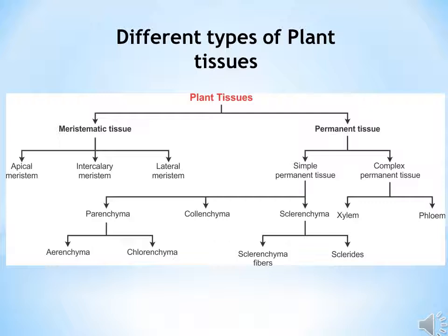Here, the parenchyma is again divided into two types, aerenchyma and chlorenchyma. So, these are not basically the types. Parenchyma itself also exists and aerenchyma and chlorenchyma are its variations. I will tell you about these in detail in the later slides. Then sclerenchyma again has two parts, that is sclerenchyma fibers and sclereids. Now complex permanent tissue is of two types, xylem and phloem.